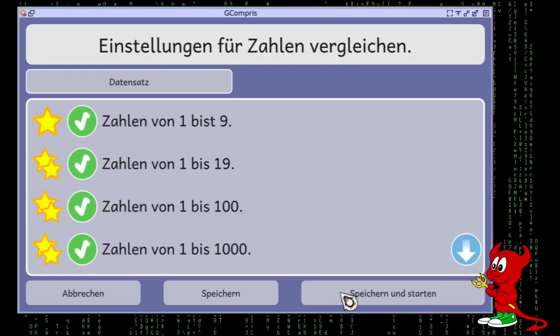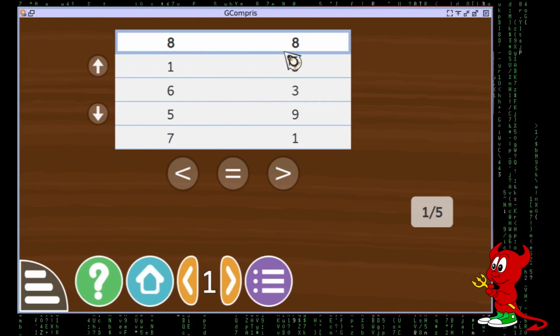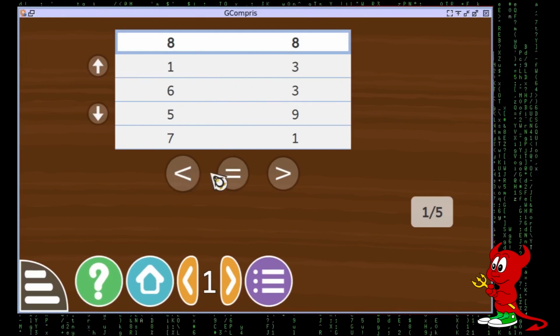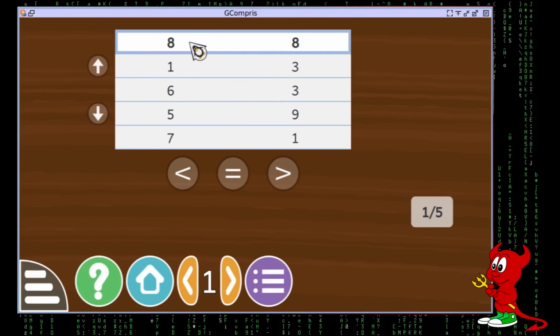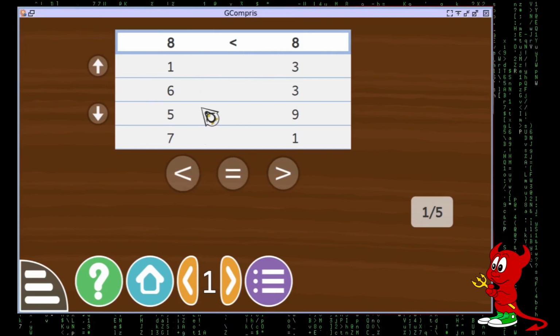We can save and start. And here the task is just simply to say whether the numbers are smaller, equal or larger. The first task, equal, smaller.